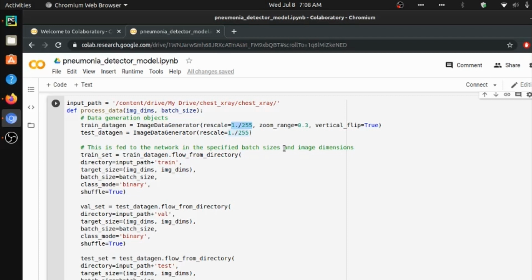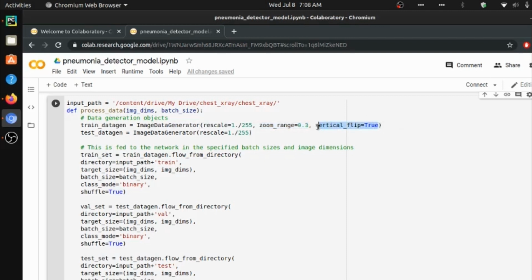What we do is we divide the particular pixel value by the maximum value in order to get a value range from 0 to 1, so that the training becomes faster and more efficient. The second data augmentation technique that we are using is zoom_range. Zoom_range is basically when we are zooming the image, and here 0.3 means it would be zooming minus 0.3 to plus 0.3. Okay, so this is the zoom range.